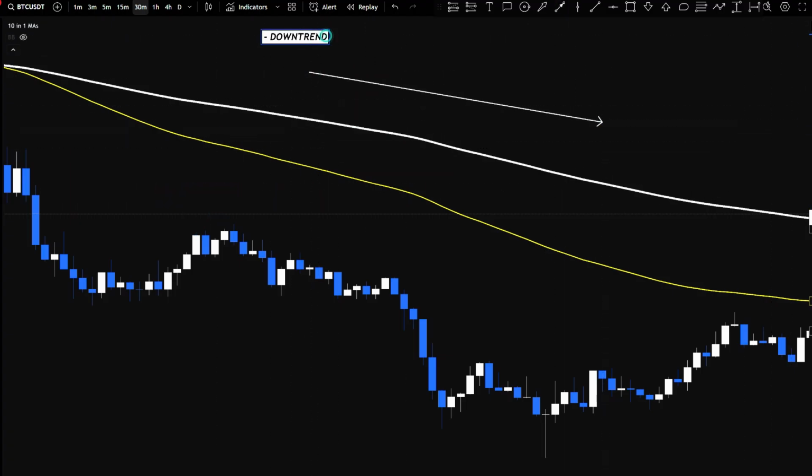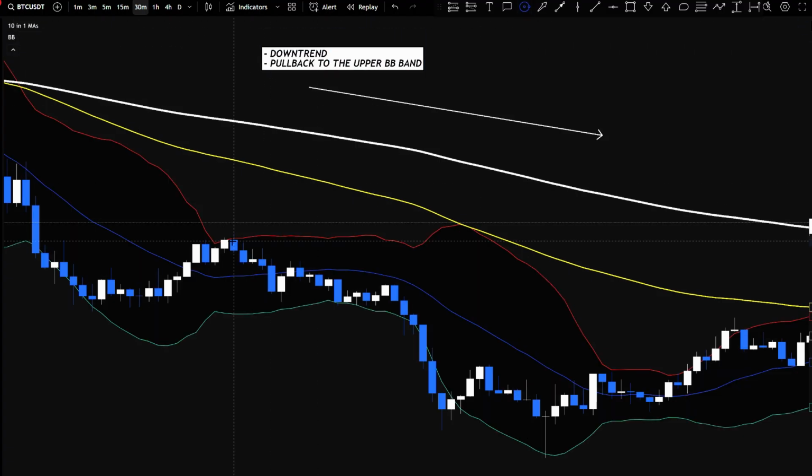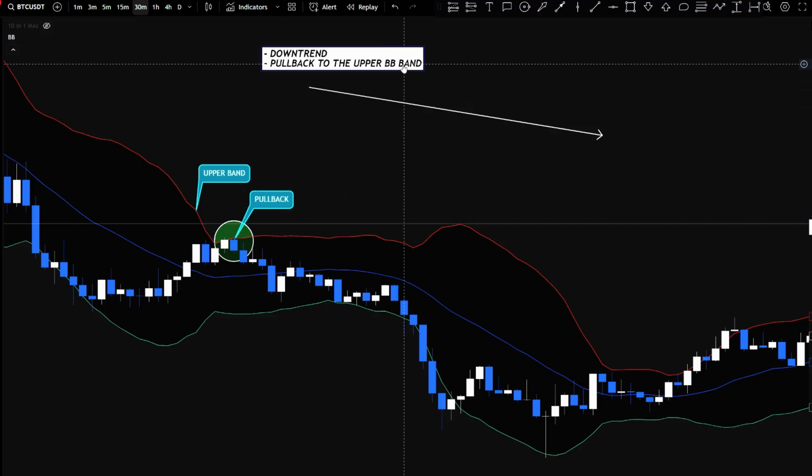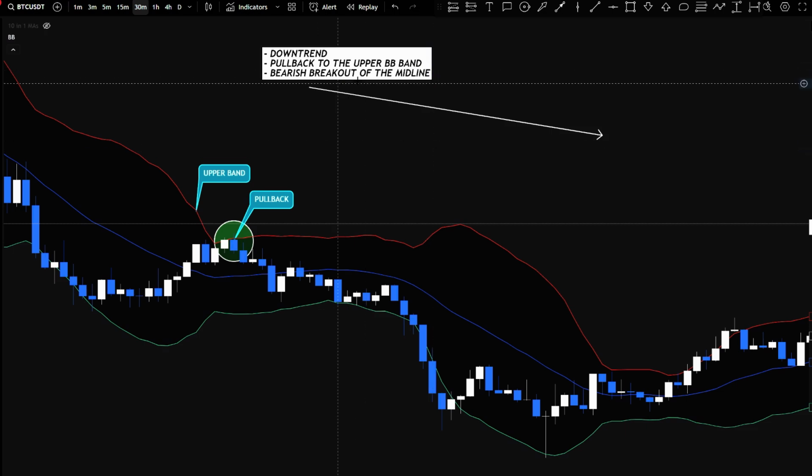For the sell signal itself in the downtrend, you want to see the price candles push up and touch or get near the upper Bollinger Band this time. Then the key is waiting for a candle to close back below the middle Bollinger Band line. That is a strong close below the middle line. That's your signal to enter a sell trade.